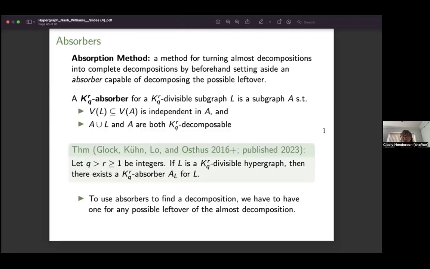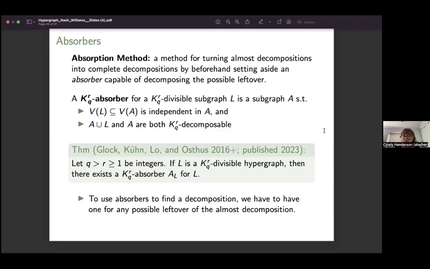Now, when you first see this definition, it seems a little magical, right? A little too convenient. But in fact, in 2016 and recently published in 2023, Glock, Kühn, and Osthus showed that if L is a KQR divisible hypergraph, then indeed there does exist a KQR absorber A for L. So these structures do exist. Excellent.